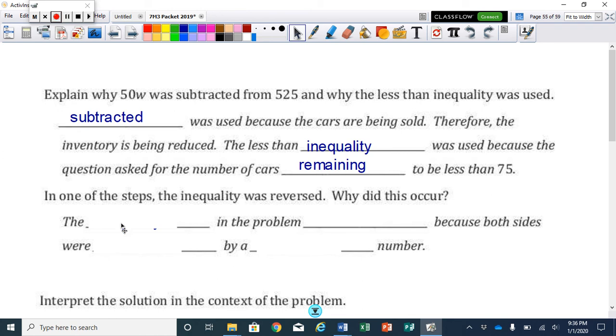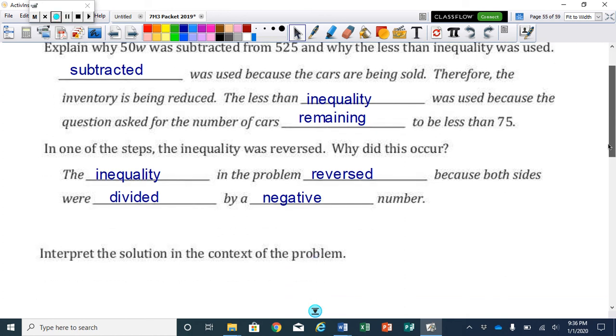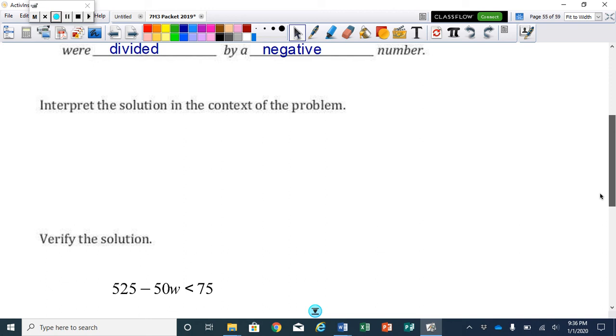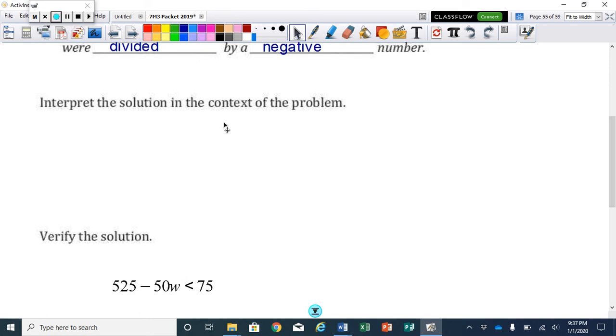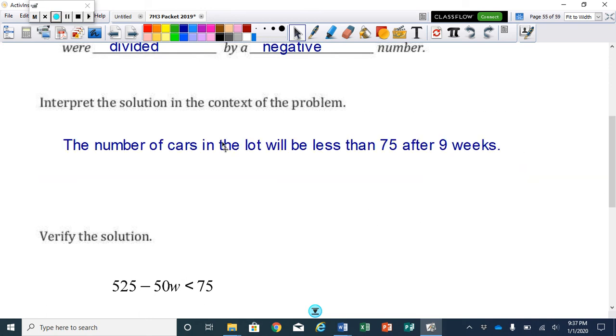In step 1, the inequality was reversed. Why did this occur? The inequality in the problem reversed because both sides were divided by a negative number. Interpret the solution in the context of the problem. The number of cars on the lot will be less than 75 after 9 weeks.